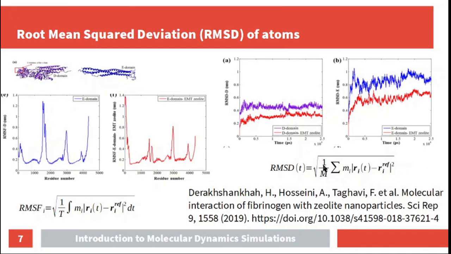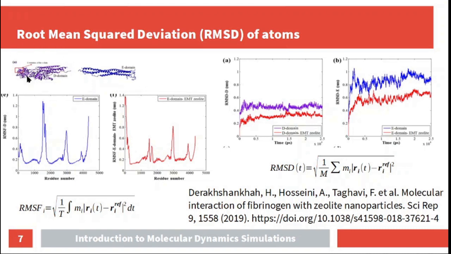Take this square, multiply by the mass of each atom, divide by the total mass, and what you get is a quantity which is RMSD. Here, for example, is a molecular dynamics study of fibrinogen with zeolite nanoparticles. Fibrinogen, for your information, is a protein complex that is made in the liver, I think, and it is responsible for clotting of the blood. They wanted to see how this protein complex interacts with zeolite nanoparticles.